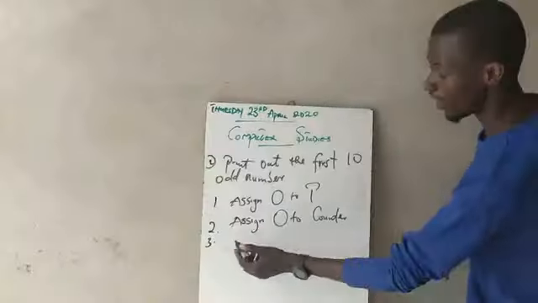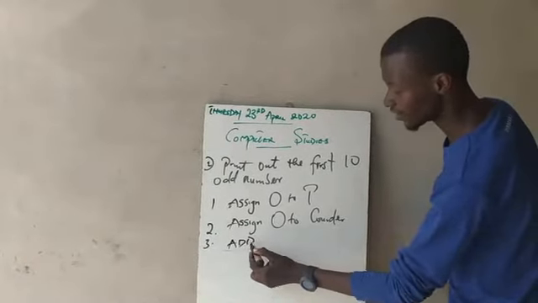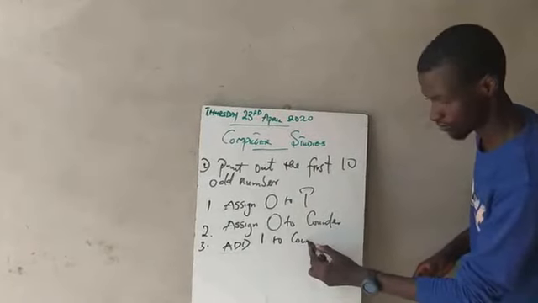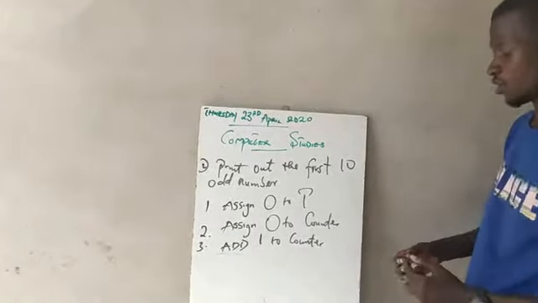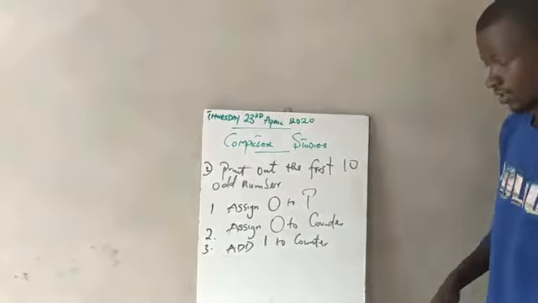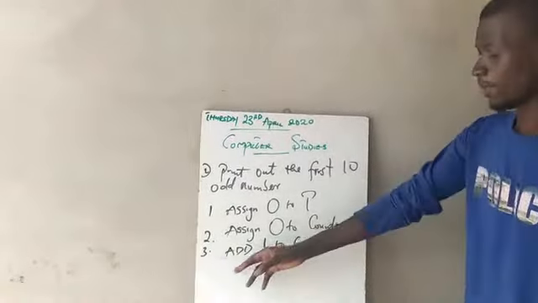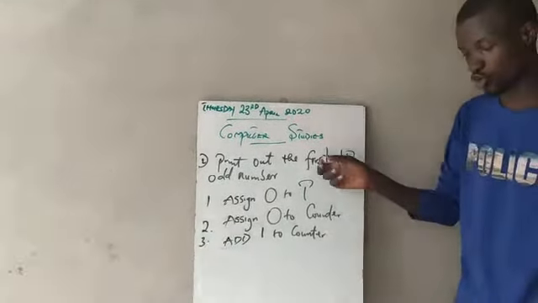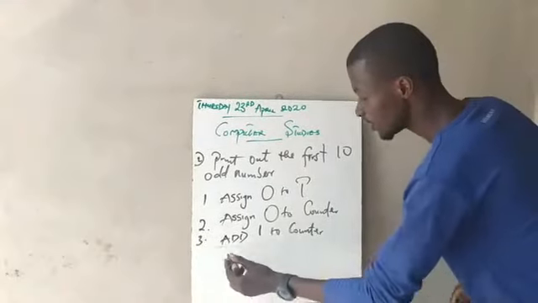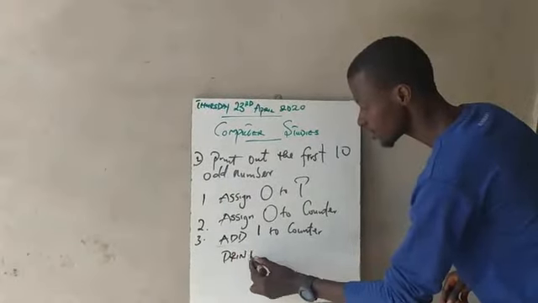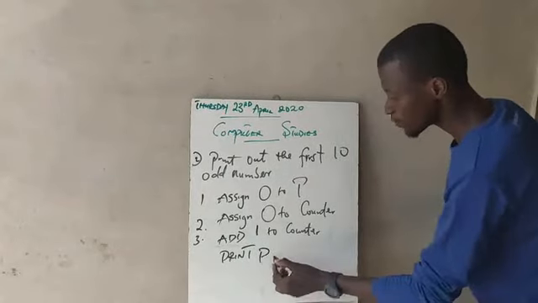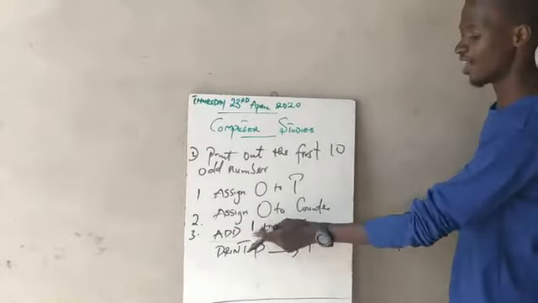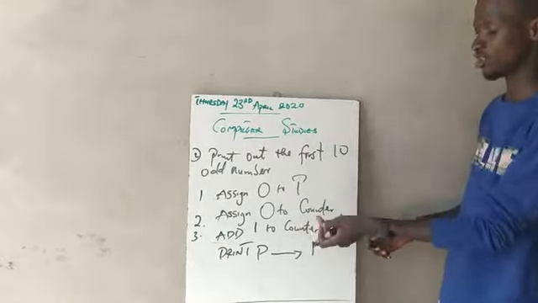Then step 3. You add 1 to counter. So by adding 1 to counter, it shows that you have given another value to p. The value of your p will change. Then you print p. So if you are printing p here now, p will be 1, because you add 1 to counter, and p is stored in counter.